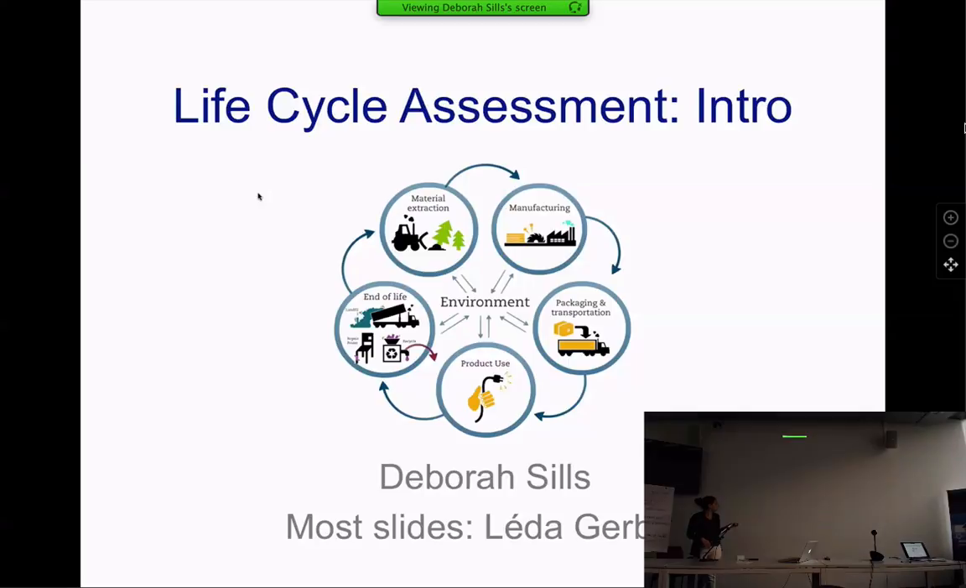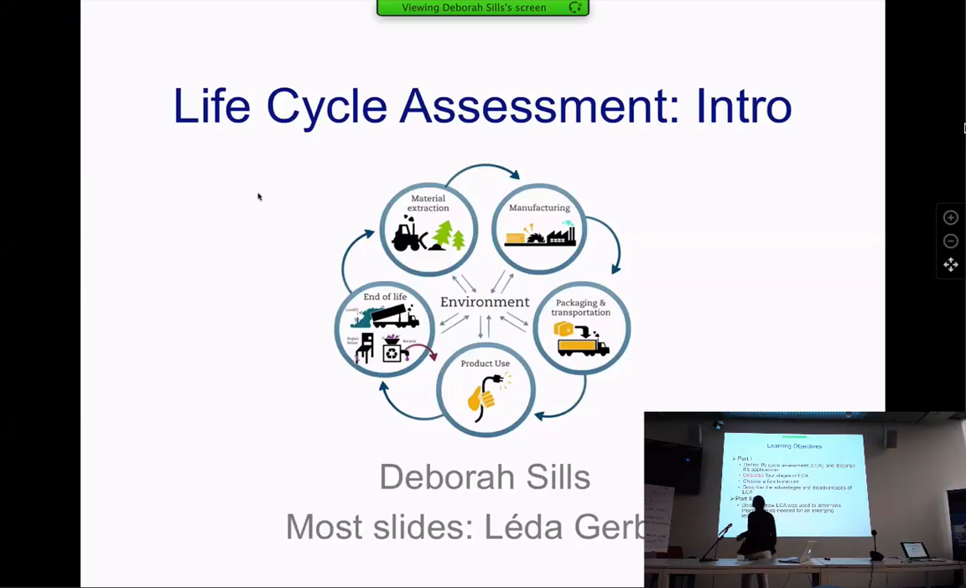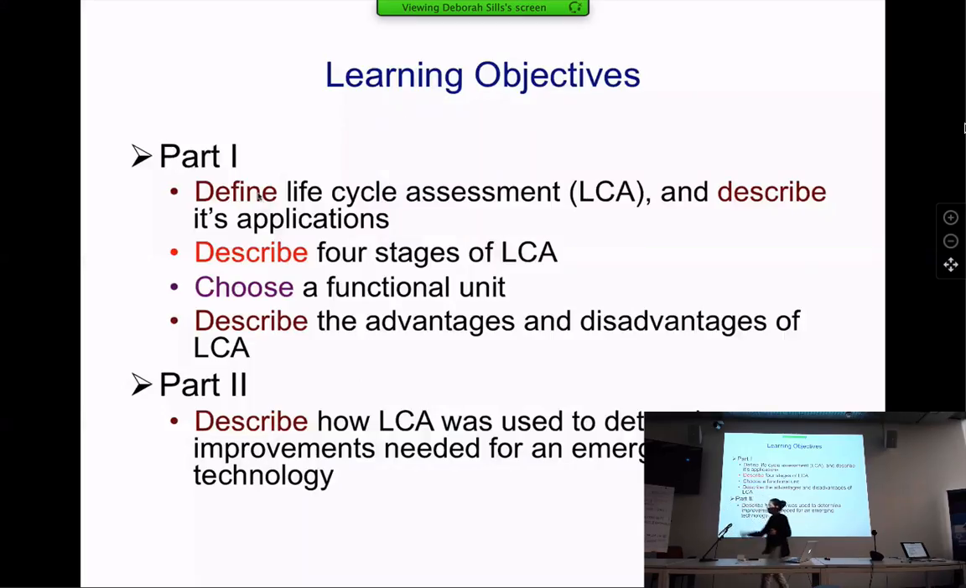I put them up here because I'm going to cross them out as we go. So, describe the 4 stages of LCA. Choose a functional unit. I'll hopefully know what a functional unit is. And you'll be able to describe the advantages and disadvantages of an LCA.